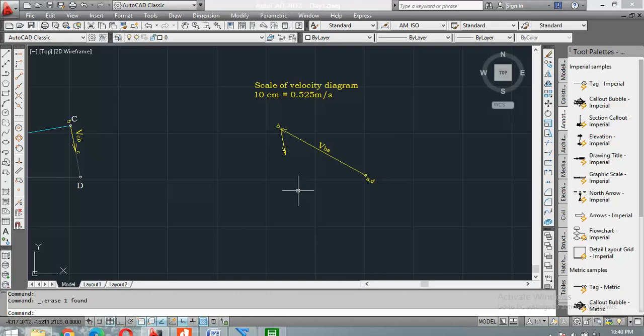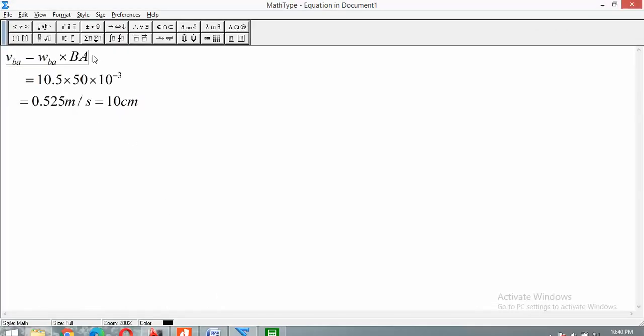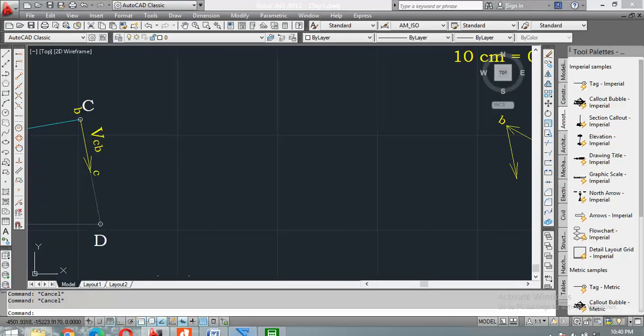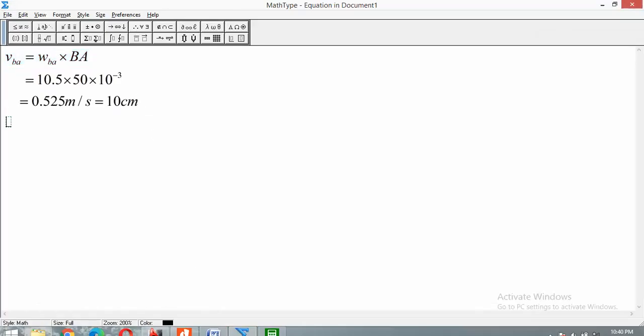But once again there is confusion. What should be the length of this vector? If we want to find the length of this vector, then we know the equation. Let us write down the equation of VCB. We know that VCB is equal to omega CB into CB.